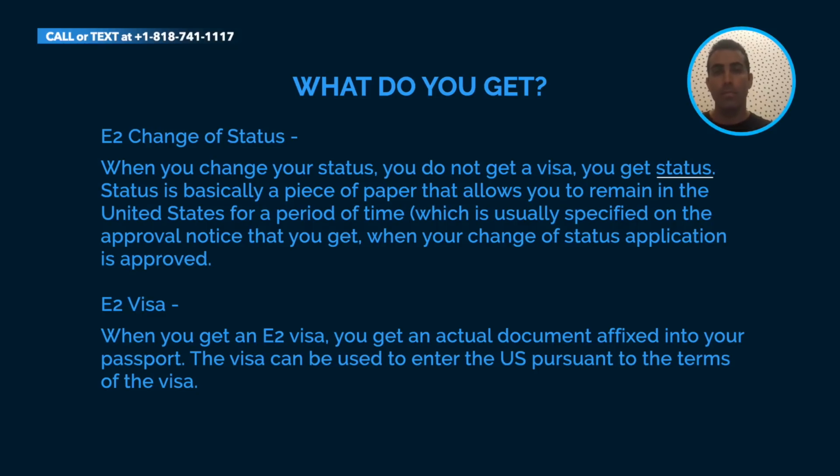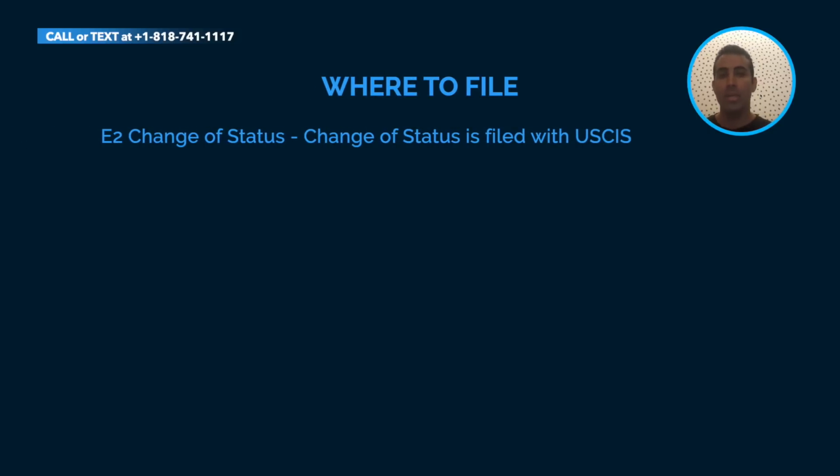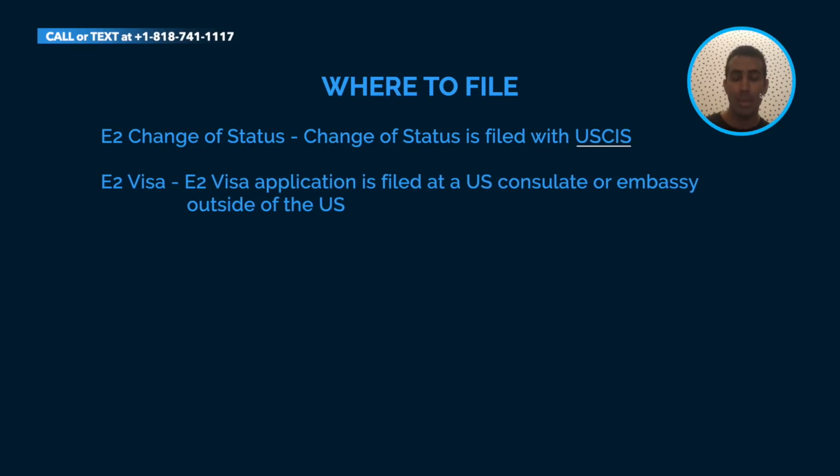So let's move on. Another important thing: where do you file the application? Well, an E2 change of status application gets filed with USCIS. When you're doing an E2 change of status, the application goes to USCIS. When you do an E2 visa application, the visa application gets filed directly with the US consulate or embassy outside of the United States that you're going to be applying at. So usually this tends to be your home country.